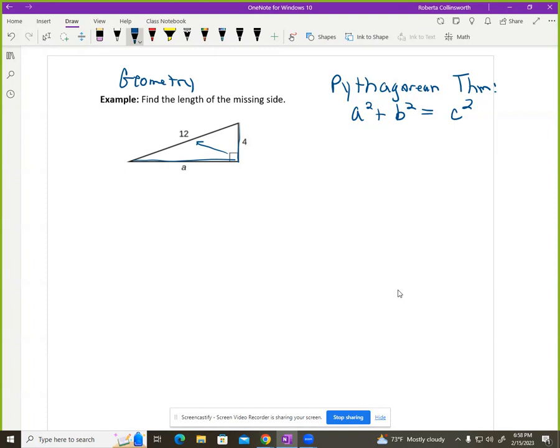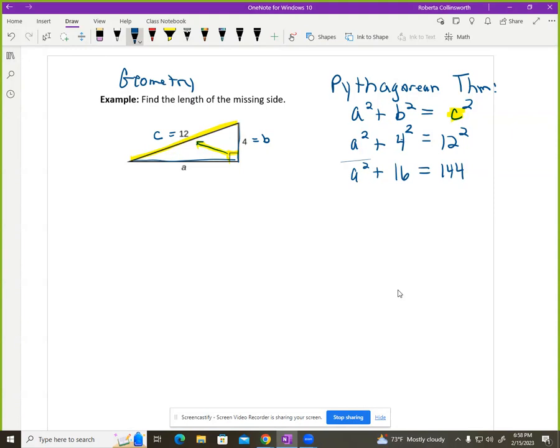So here's A. This is going to be B. This has to be C. Every single time, the side opposite the right angle has to be the hypotenuse. Every single time. So I don't know what A is, but I'm looking for it. So I have A squared plus B, which is 4, so I'm going to square it. C is 12, so I'm going to square it. 4 squared is 16. 12 squared is 144.